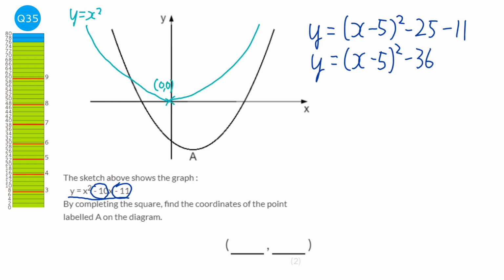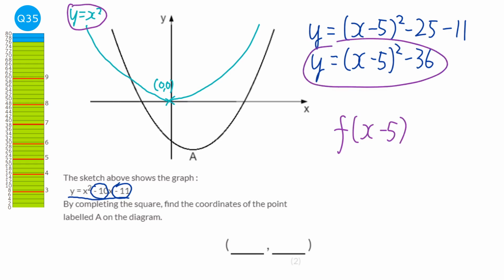Okay. Now, we remember, hopefully, from graphic transformations, if you have got a minus 5 on the inside of a function, and if we imagine that this is our f of x, then this would be our f of brackets x minus 5, because it's got the minus 5 there. We move the graph to the right 5. Remember, it goes the opposite way. So if it's a minus 5, it goes to the right. If it's a plus 5, it would go to the left.